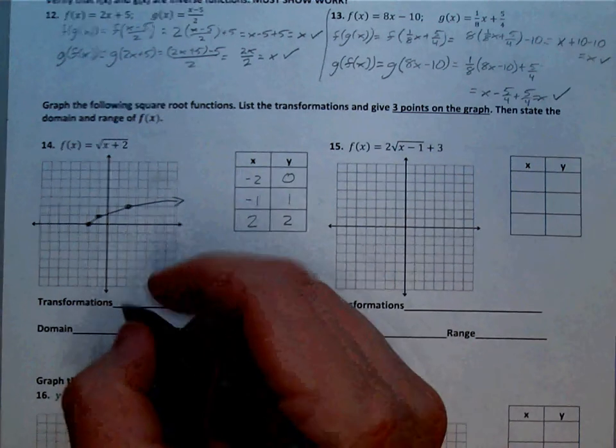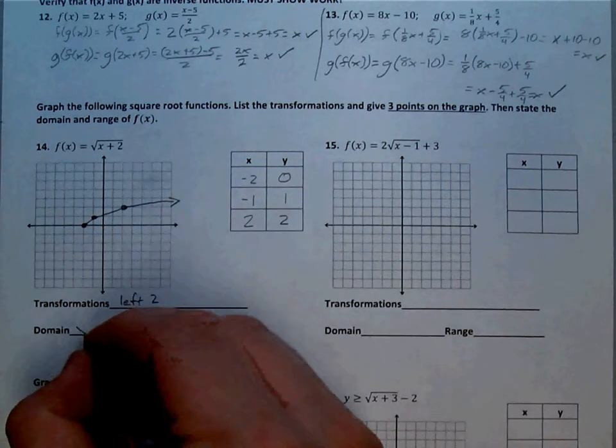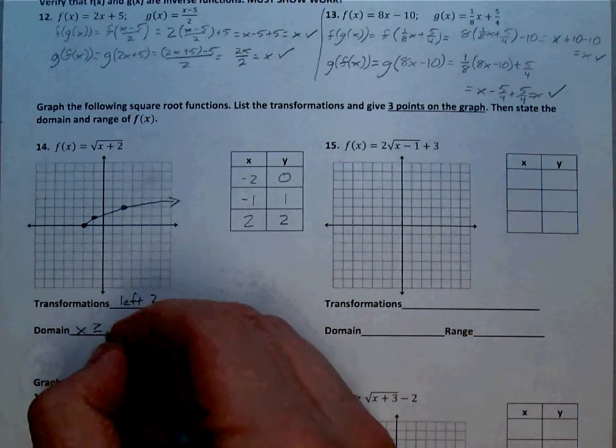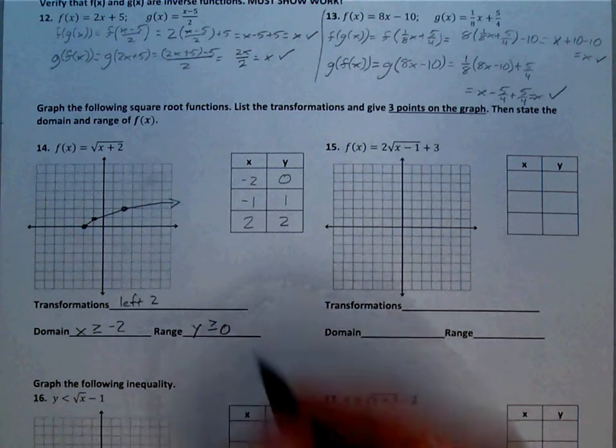Transformations, well, the whole thing shifted left 2. Domain, x had to be greater than or equal to that -2. Range, y had to be greater than or equal to 0.